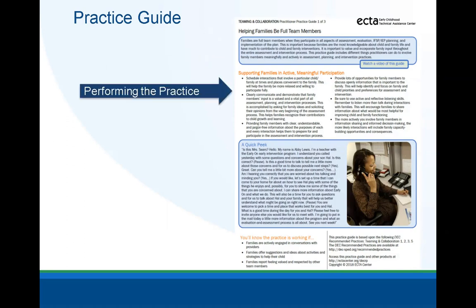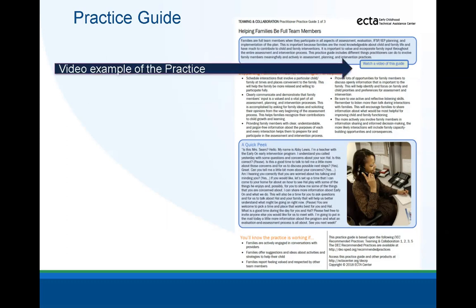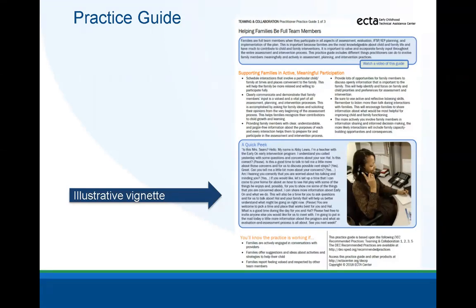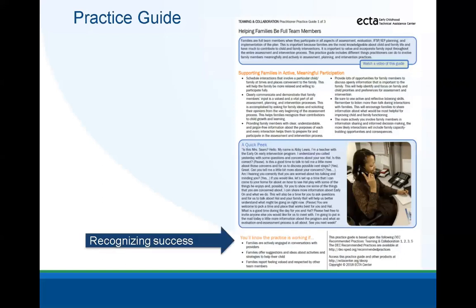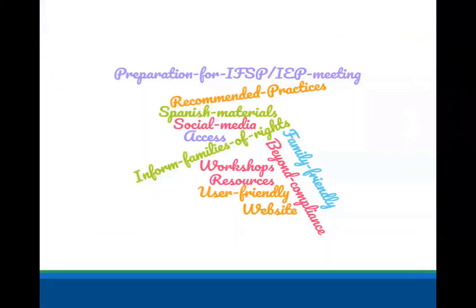We have a section of performing the practice. So this gives you information on how to do the practice, what it looks like. And again, there's the icon with the video. And then there's an illustrative vignette that gives you more examples of what it looks like. And then the last piece of the practice guide is the section titled "You'll know the practice is working if." So this is really going to lead you to those child and practitioner outcomes or family outcomes.